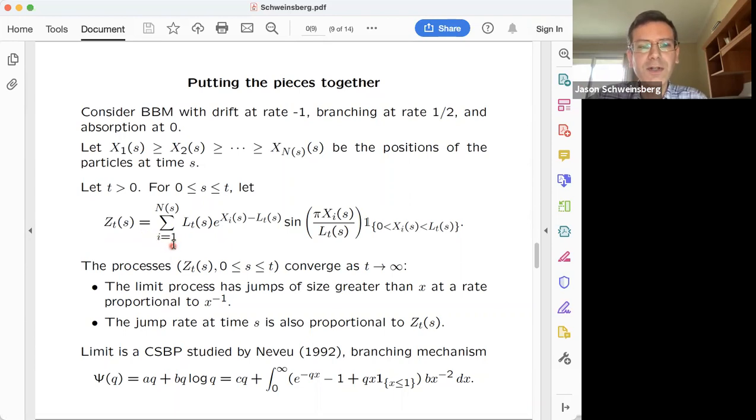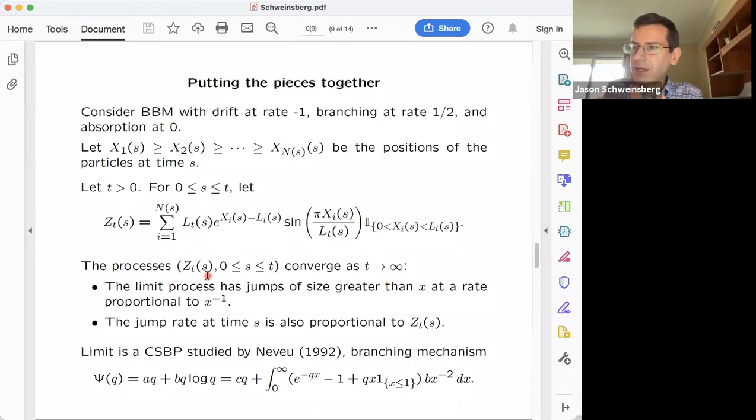Notice we're taking a sum over all particles at time s, and the contribution from a particle at the location x is proportional to e to the x times the sine of pi x over the position of the right boundary at time s. And that's coming from the density formula for branching Brownian motion in a strip. So now as t goes to infinity, under suitable initial conditions, these processes zt will converge to a limit, and the limit will be a process with jumps.